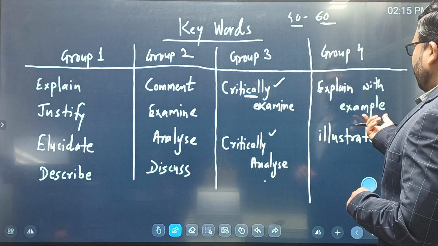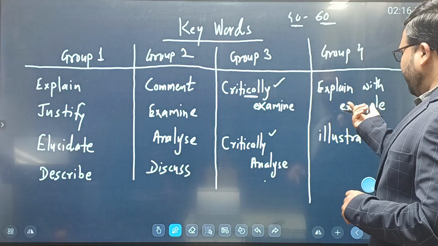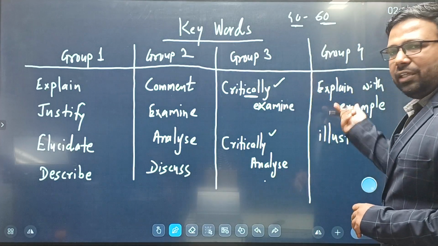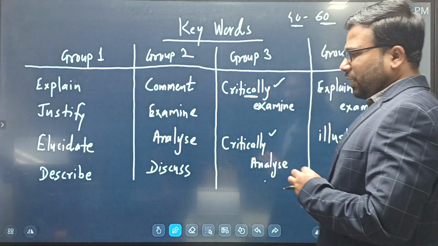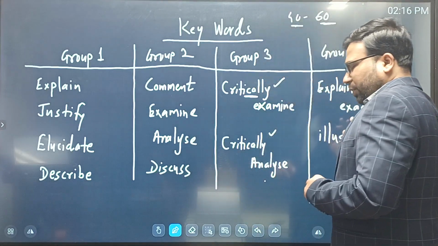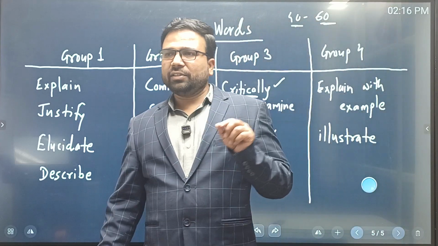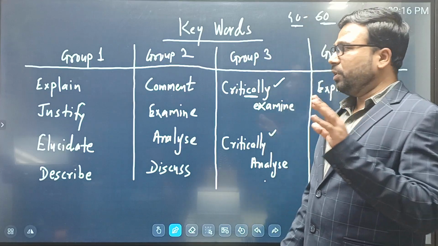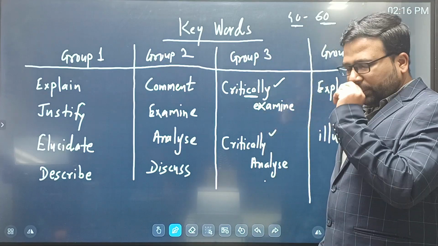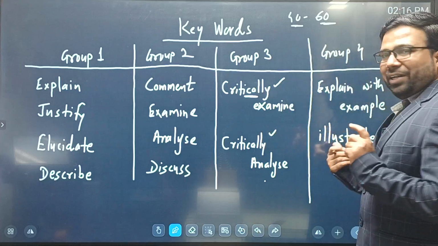Explain with example, you are understanding the meaning, and illustrate is also again nothing but explain with example. So what is the difference here? The difference is that when these are the keywords, whatever points you are writing in your answer, say a total of 6 points or 8 points, each point or each argument should end with an example. That is the requirement here.